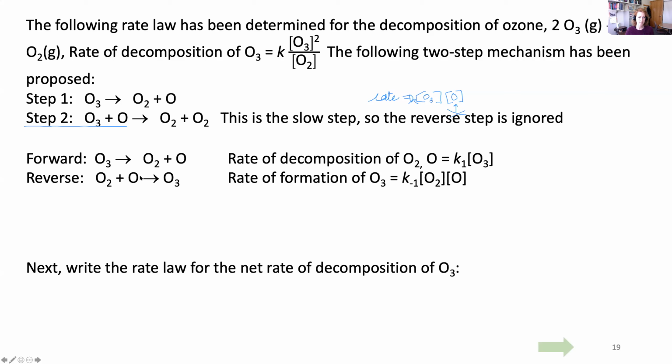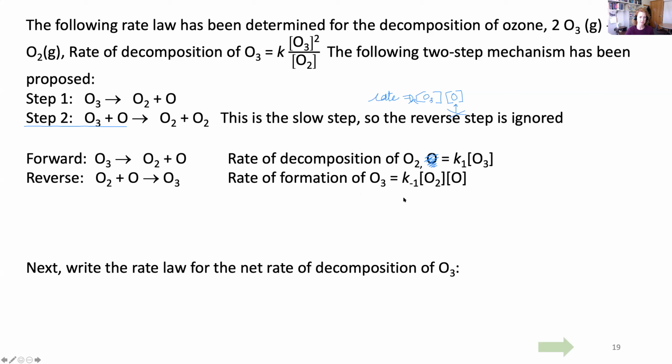And so I'm going to take my forward step. The decomposition of O2 is k1 times [O3]. That's just this. So I think this is a typo. So the rate of formation of O3 is going to be k-1 times this reaction. So this is the forward, this is the reverse, that fast reaction.